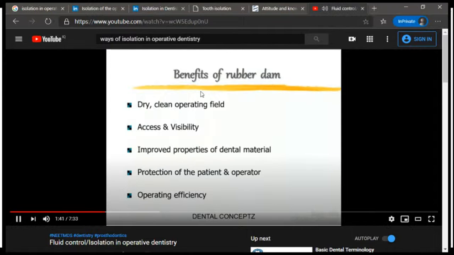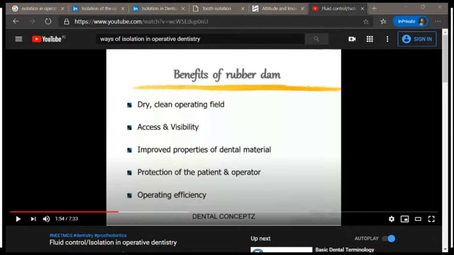The advantages of rubber dam are that it provides a dry and clean operating field. It helps in access and visibility to the area of interest. It results in improved properties of dental materials. This, I think, is very important to add to our research.